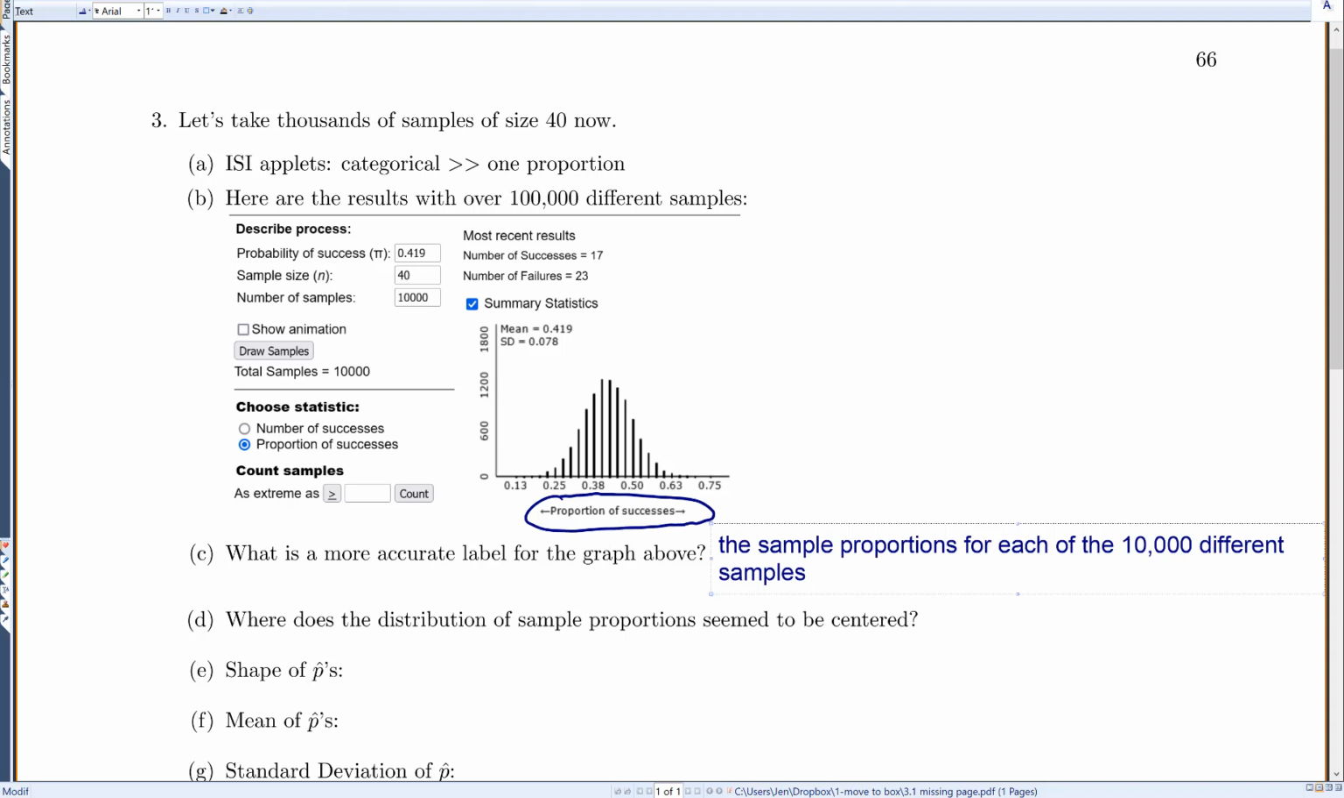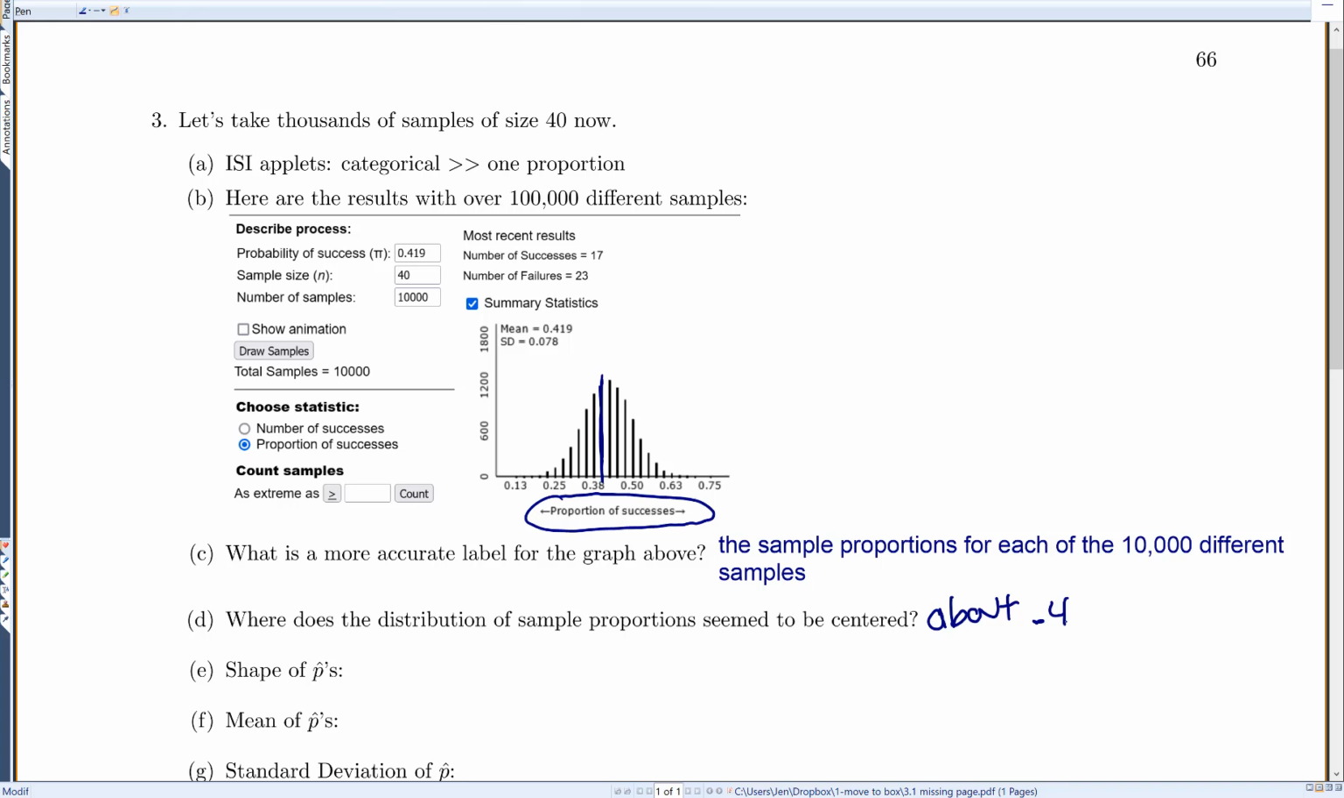when I asked what's the more accurate label for the graph above, we probably want to say something like, it's the sample proportions for each of the 10,000 different samples. That's even better than what I said the first time. Okay, now we asked where does it seem to be centered? I would say your center is probably right about here. So about 0.4-ish. Hard to tell exactly from our graph.